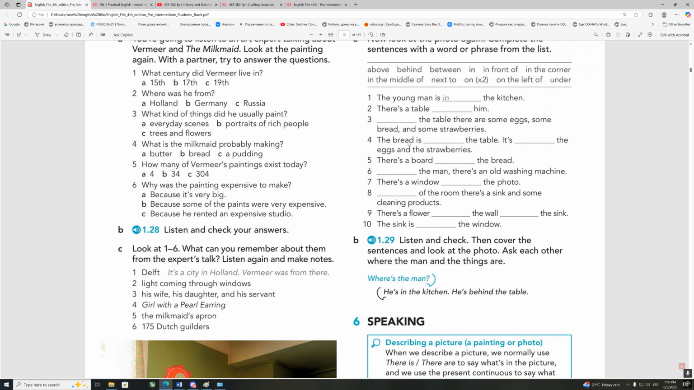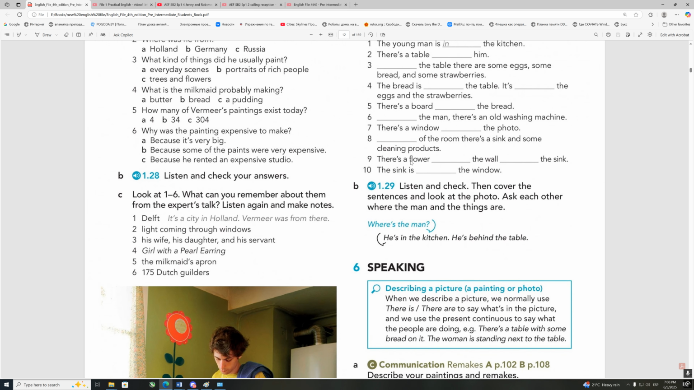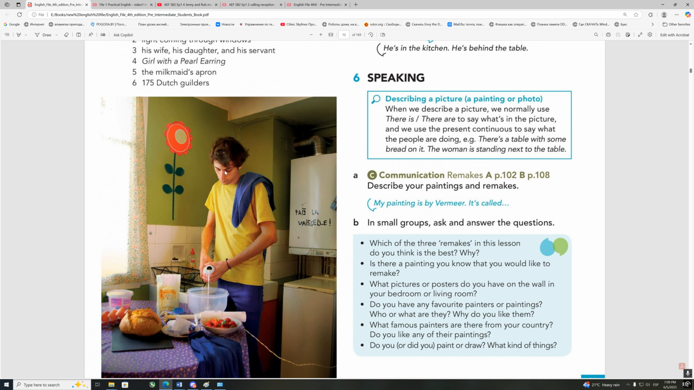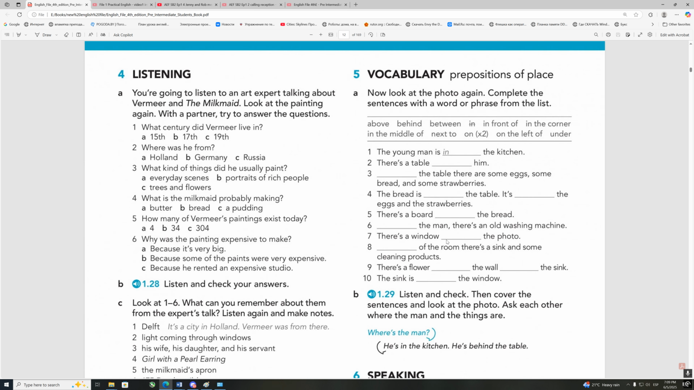So you did point number 2. There is a table in front of him. Do you remember this boy or this man? He's not a boy. He's the man. So the table is in front of him. Okay. Point number 3.